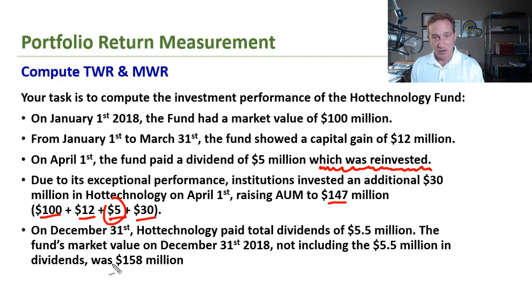And then we go the rest of the year, which is the subsequent 9 months of the year, to the end of the year, December 31st, where the hot technology fund pays a $5.5 million dividend. And then also independently, excluding that dividend, we could say it has a market value of $158 million. So at that point we'll pause and we're not going to liquidate the fund, but we will evaluate the performance over the year.